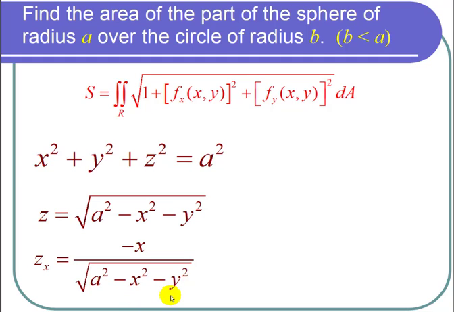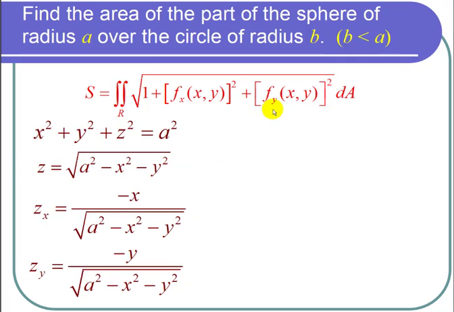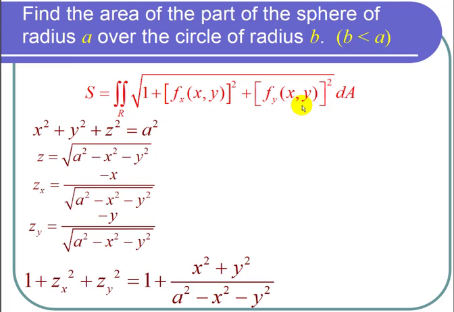So I just get z sub x is negative x over the square root of a squared minus x squared minus y squared. Similarly, I need to get the partial derivative of z with respect to y. And that's just negative y over the square root of a squared minus x squared minus y squared. You can notice a symmetry here. So now let's add 1 plus z sub x squared plus z sub y squared.